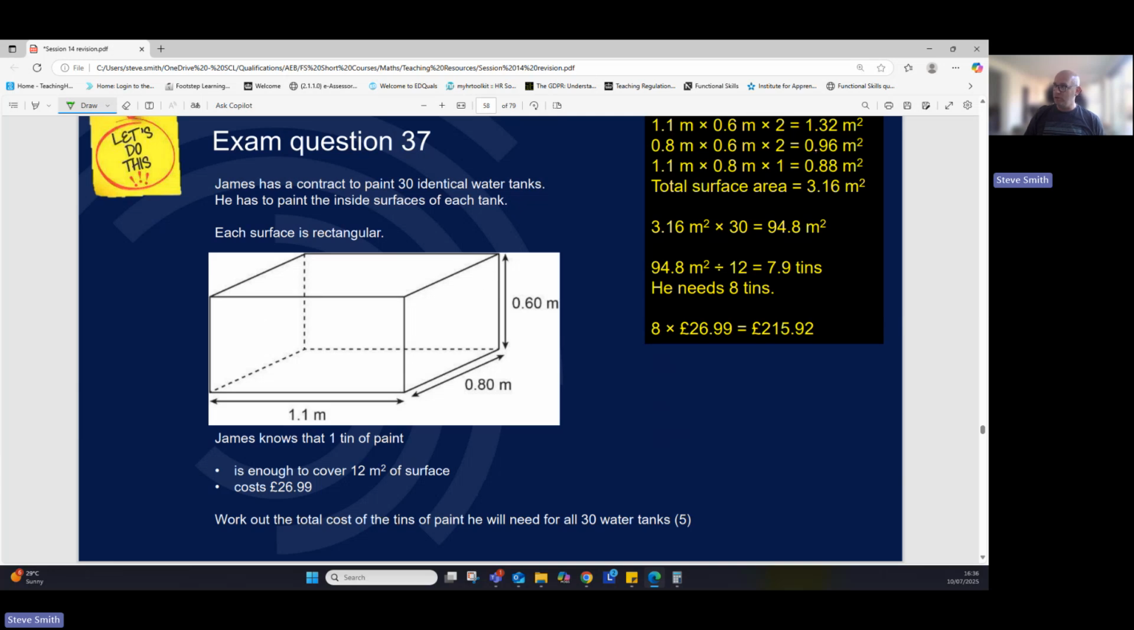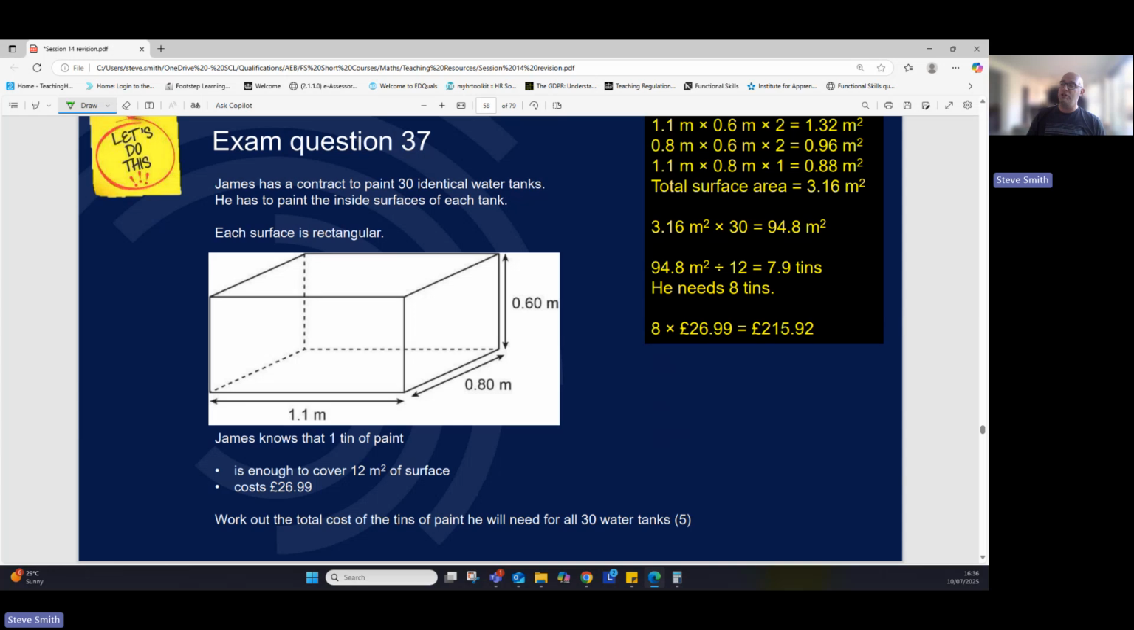We've got 2 of them. And then we've got 1.1 times by 0.8. And we've only got 1 of them. So the surface area we've now calculated, each side from the inside and the floor, is 3.16 meters squared. However, he's painting 30 of them.